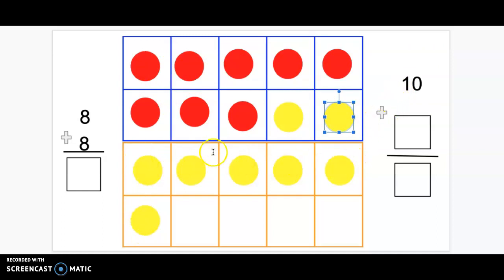Let's count. 1, 2, 3, 4, 5, 6. 6. Let's go ahead and write that down. 10 plus 6 equals 16. That's right. 10 plus 6 equals 16, which means 8 plus 8 equals 16. That's right. Good job, everyone.